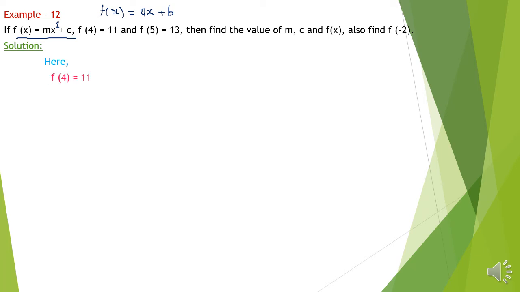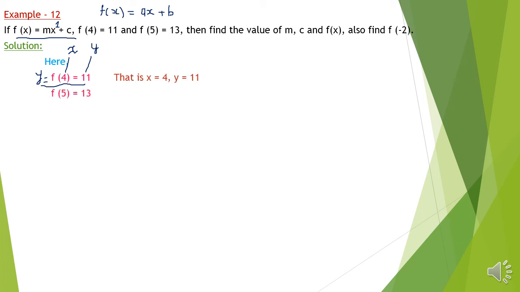f(4) is equal to 11. Now you have to know what this 4 is and what this 11 is. Whatever is inside the function bracket, that is the input, and this is the output. We all know y is equal to f(x), isn't it? y is equal to f(x). So this 4 is x and the y is 11. If we know x and y, then it will be very easy. So x is equal to 4 and y is equal to 11.